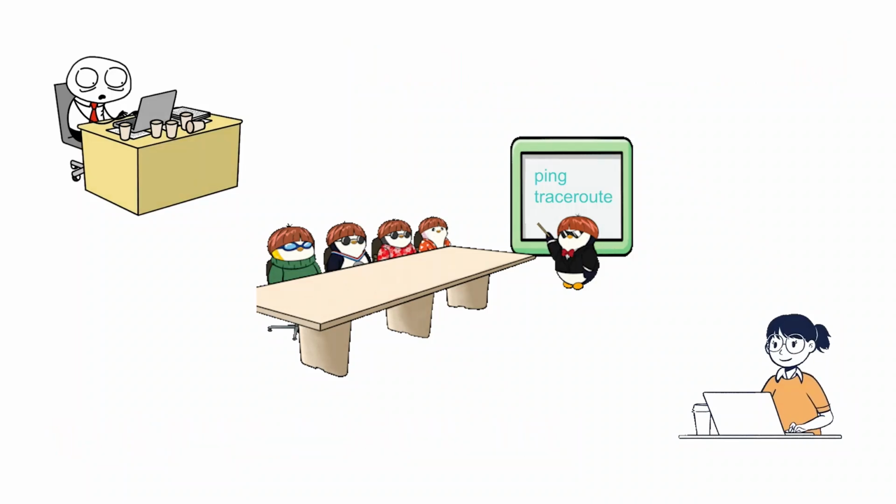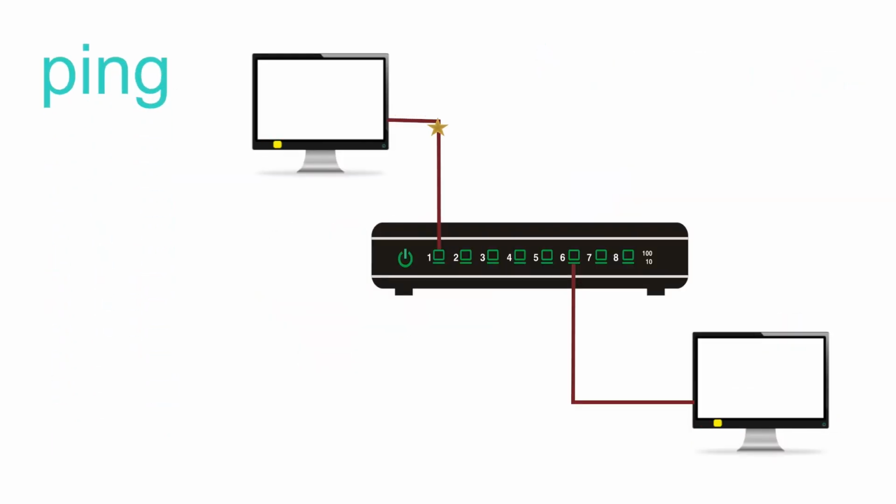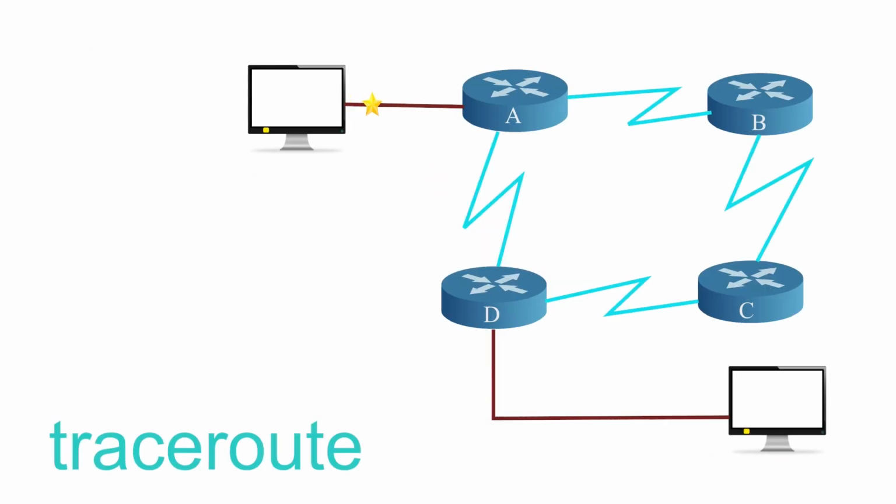This video explains the two most widely used network troubleshooting commands. These commands are ping and traceroute. The ping command allows you to test connectivity between two network devices. The traceroute command displays the path that data packets take to reach their destination.